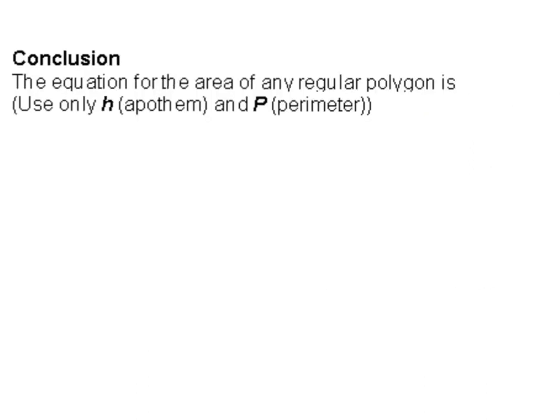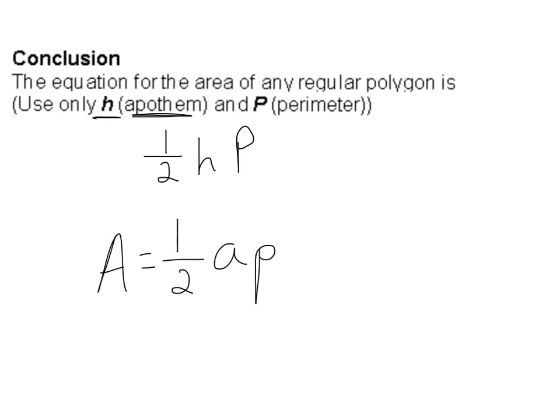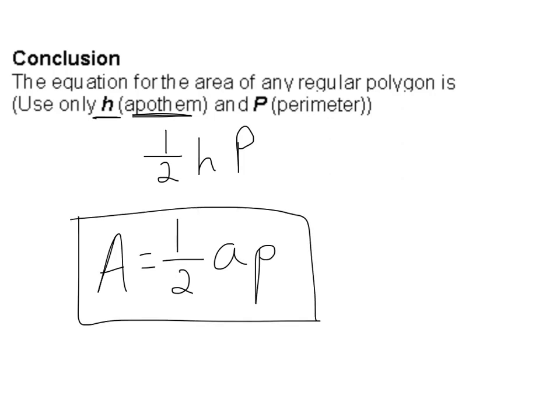So basically, since we just determined that if you multiply the size of any side of a regular polygon by the number of sides, you get the perimeter, we can now make a shorter equation. That shorter equation is going to be 1/2 of the height of one of the triangles times the perimeter of the regular polygon. And since we know the height of one of the triangles is actually just the apothem in this situation, we can write our equation as area equals 1/2 apothem times perimeter. And that's going to be the equation for the area of any regular polygon, no matter how many sides there are.